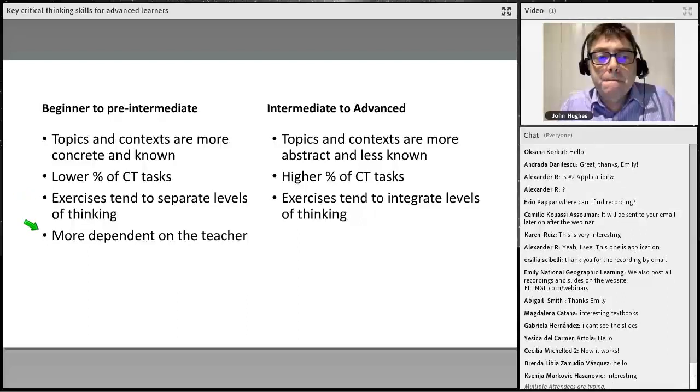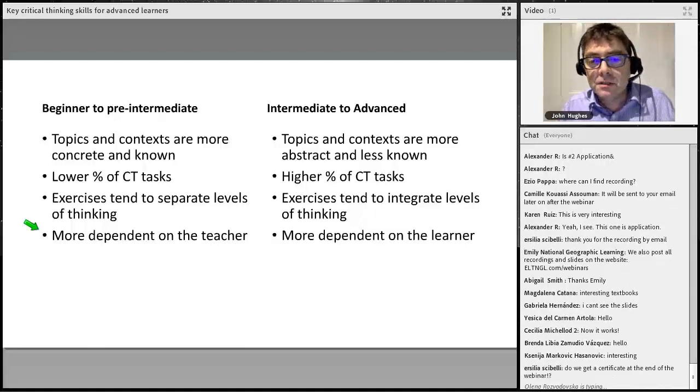Finally, at lower levels, the student is much more dependent on the teacher. The teacher, for example, will generally ask the questions. If we give students a reading text, the teacher will write the comprehension questions. Or if we teach grammar, quite often the teacher teaches the rule. With more advanced students, they're less dependent on the teacher. We can develop more learner autonomy, and students can discover rules rather than be told rules, or they can look at a reading text and come to their own conclusions.